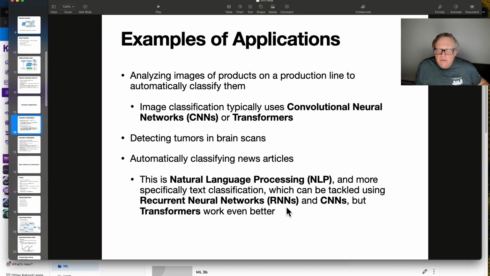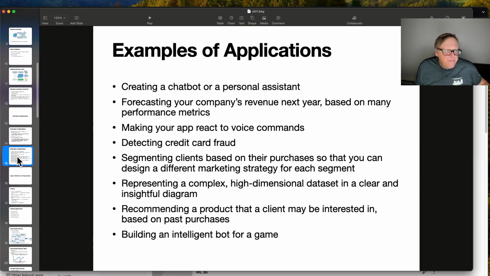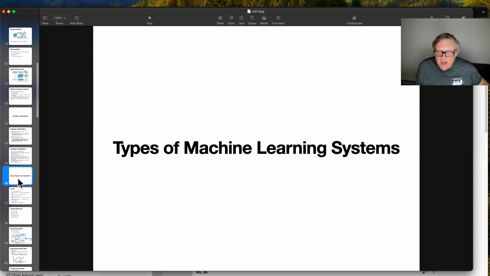It's typically recurrent neural networks, but these days it's more often transformers that are being used for that, and we'll see in detail how they work as we go ahead. Then chatbots, detecting credit card fraud, sorting customers and recommending products and so on. There are many, many applications why everybody's so excited about it.